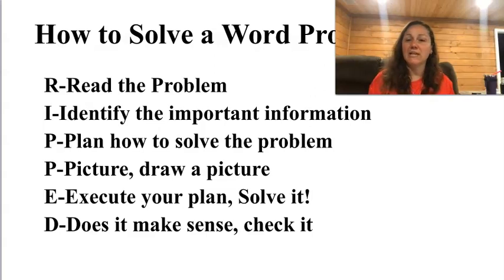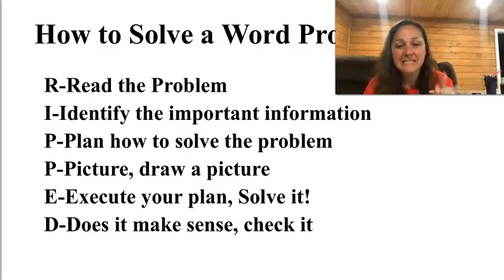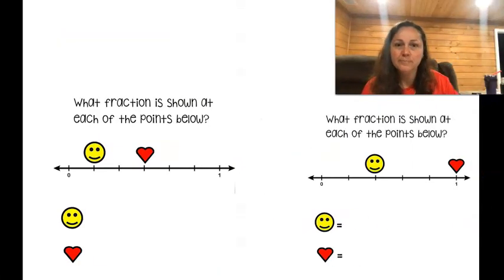First thing first, we're going to look at our word problem, and you know what we're going to do? We're going to rip it apart. R: read the problem. I: identify the important information. P: plan how to solve the problem. P: draw a picture. E: execute your plan and solve it. And D: does it make sense? Check it out. Let's move on.